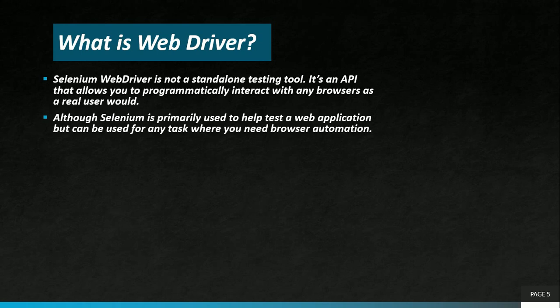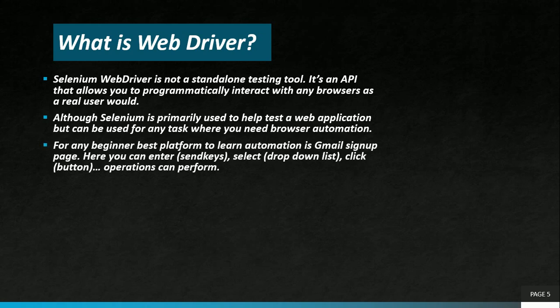Although Selenium is primarily used to help test a web application, it can be used for any task where you need browser automation. For any beginner, the best platform to learn automation is the Gmail sign-up page. Yes friend, when I was in the learning phase, I used that Gmail sign-up or any hotel sign-up page, where you can enter your entries through send keys. You can select your date of birth through a drop-down list, or you can submit your entries by clicking on the submit button. So all these operations you can perform and learn automation.